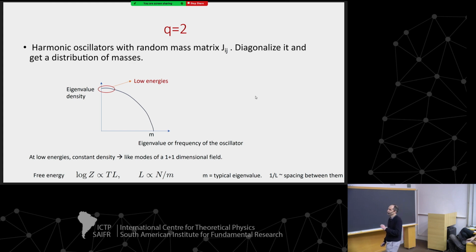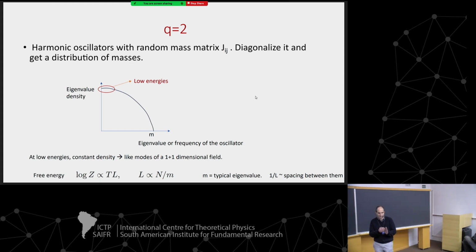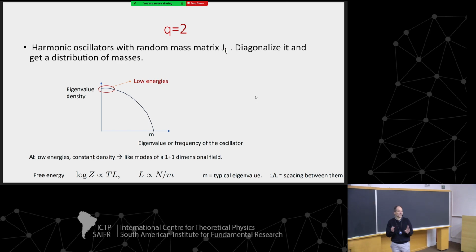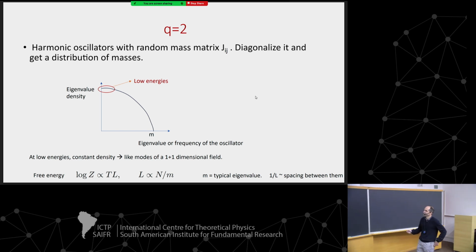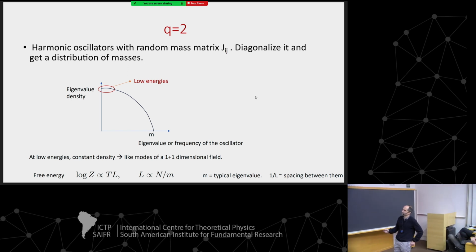And that constant distribution is the same as what we would have as the density of states of a 1 plus 1 dimensional field. So the answer we get in this approximation is the same as what we would get for a 1 plus 1 dimensional field, where the log of the partition function is proportional to temperature. That would be like the length. The length is just 1 over the space in between the eigenvalues. And in this case, the spacing would be of order 1 over n, set also by the typical mass scale m that we have. So that's what we have in this case.